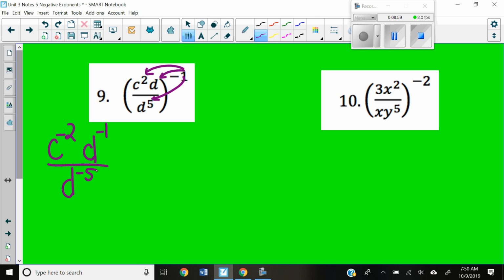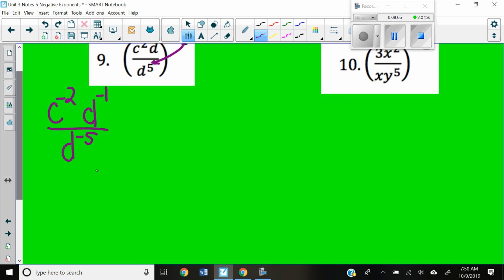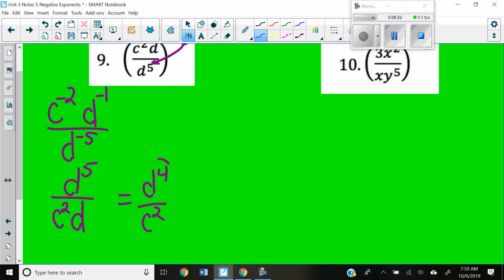Okay, then I'm going to move my negative exponents, which they all have a negative exponent. So I'm going to move those. So I get a d to the +5 on top, c squared and d on the denominator. And I have a d to the 5 on top and a d to the first on the bottom. So which one has more? The top. By how many? 4. So I get d to the 4th over c squared.